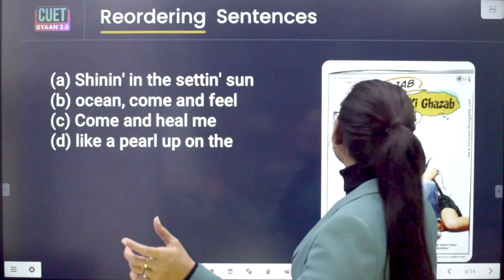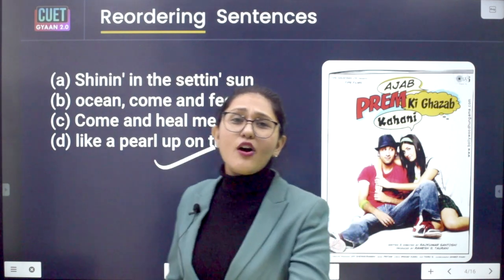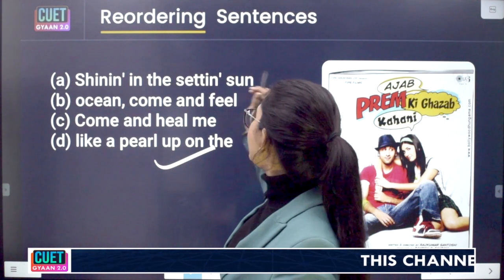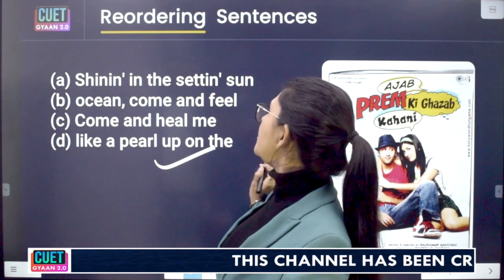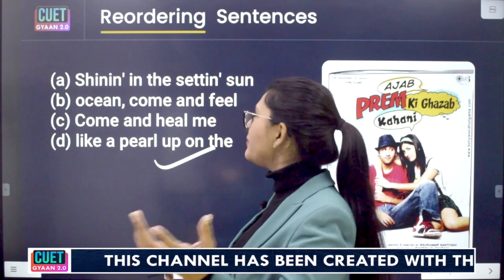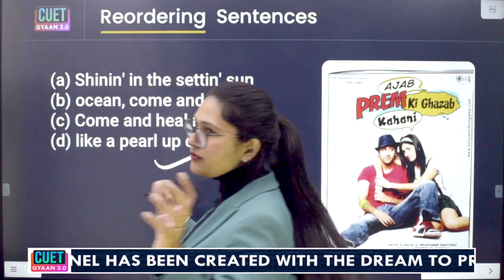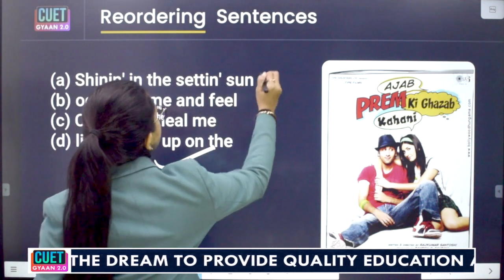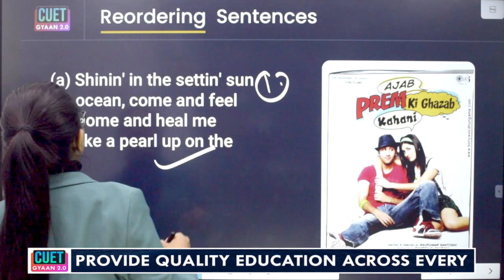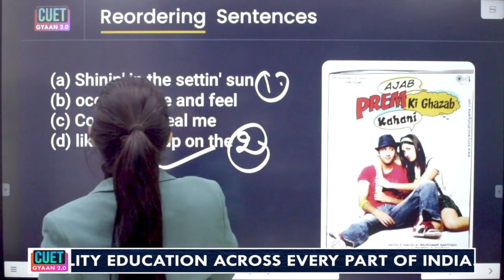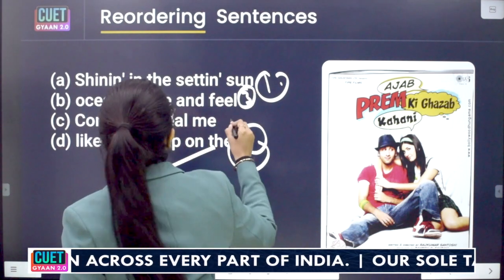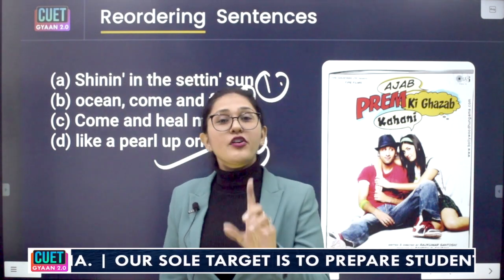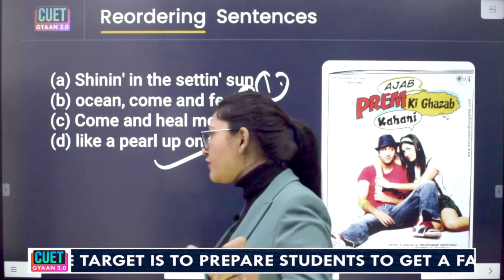The second example that we would take here will be this. It's a beautiful song, and trust me, it's my personal favorite. So it's simply like, shining in the setting sunlight, pearl upon the ocean, come and feel me and heal me, of course. So we can arrange it. I'll mark it here. It's very simple, by the way. The first will be this, shining in the setting sunlight, pearl upon the ocean. That will be third, and here it will be fourth. These are the funniest and easiest examples just for your comprehension. So yes, take it that way only.